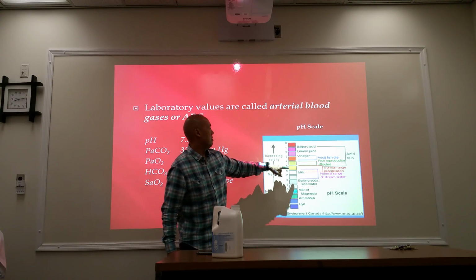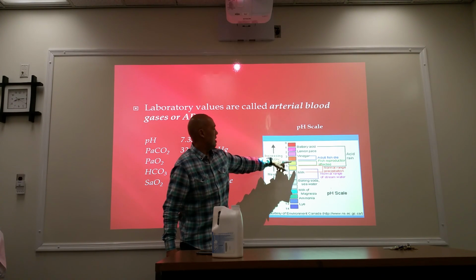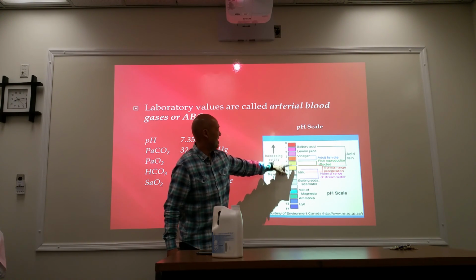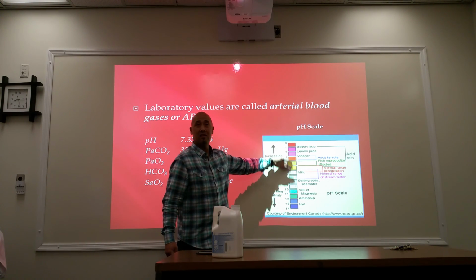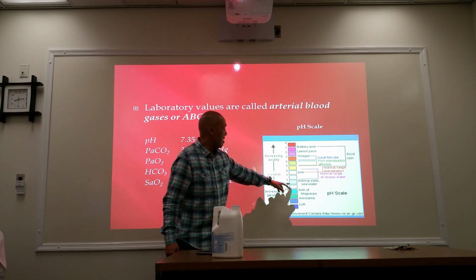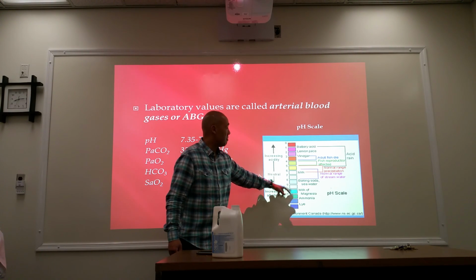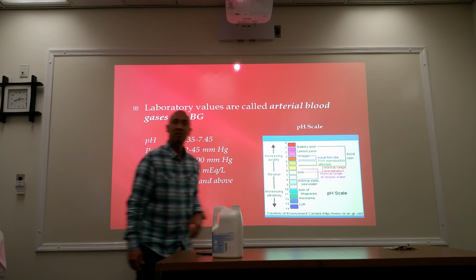You've got adult fish, vinegar. It starts to get into vinegar, then you've got lemon juice, and you've got battery acid, being the strongest in acidity. And then you've got the opposite here. Anything greater than 7, you've got baking soda, seawater, milk of magnesia, ammonia, and then lye.